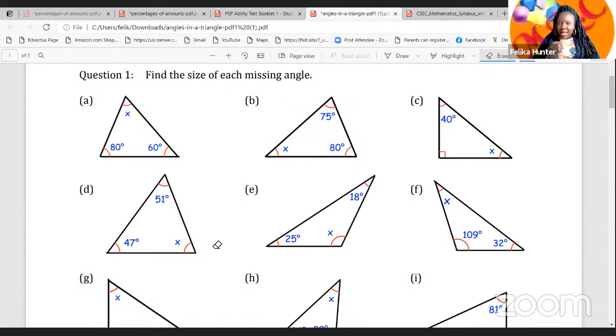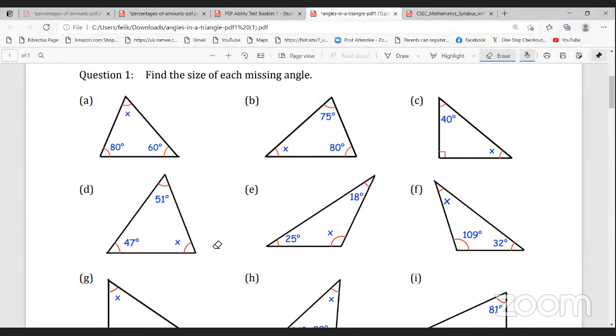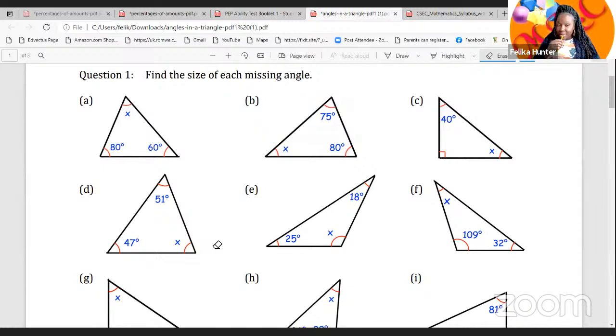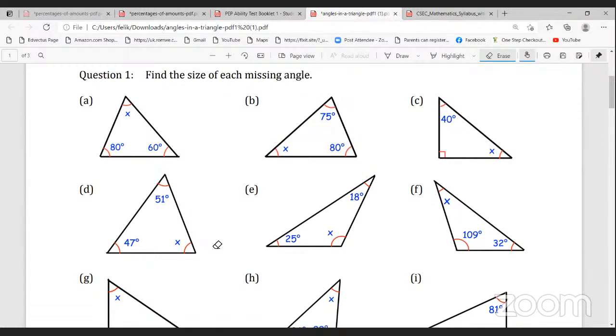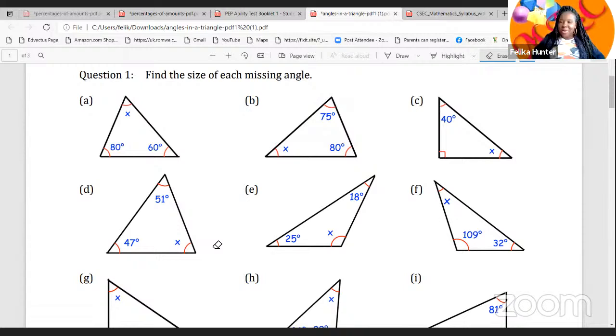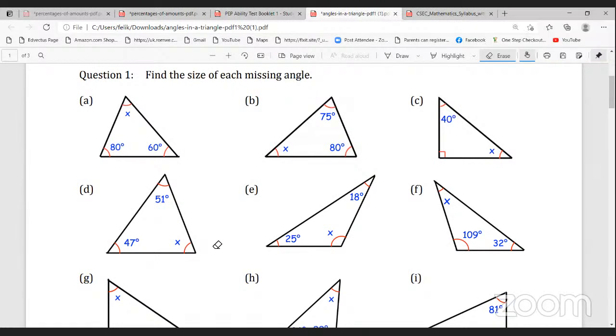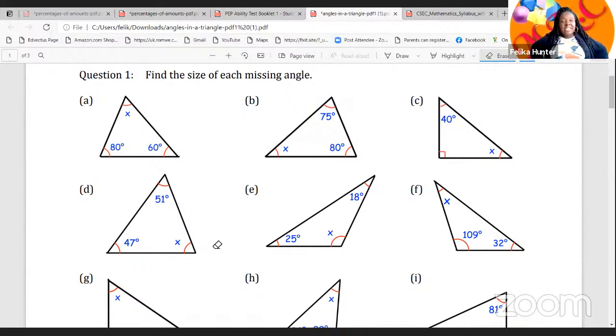Give me some words. Angles. The angles in a triangle add up. All of them add up to 180. So go for me again. Miss, the angles in a triangle add up to 180 degrees. Beautiful. So that's the first thing you're writing down in your book: the angles in a triangle add up to 180 degrees.